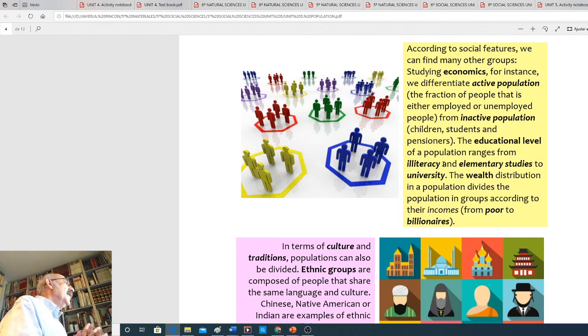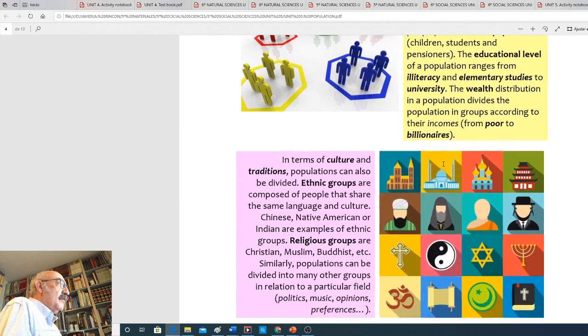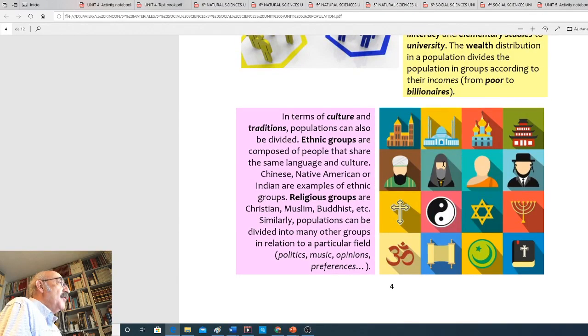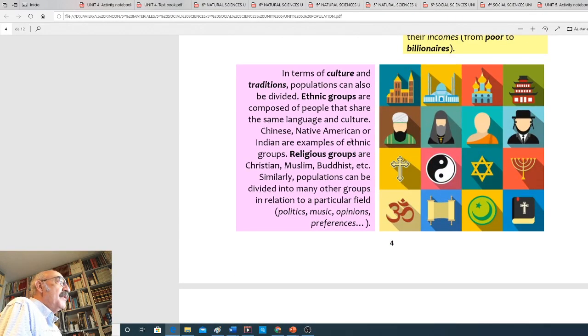And the wealth distribution in a population divides the population in groups according to their incomes, from poor to billionaires. Not only that, because in population groups we have many groups. So in terms of culture and traditions, population can also be divided. Ethnic groups are composed of people that share the same language and culture. Chinese, Native Americans, or Indians are examples of ethnic groups.